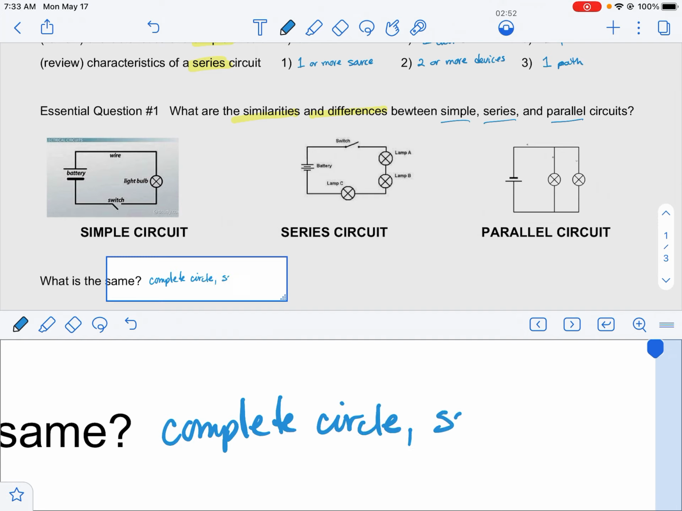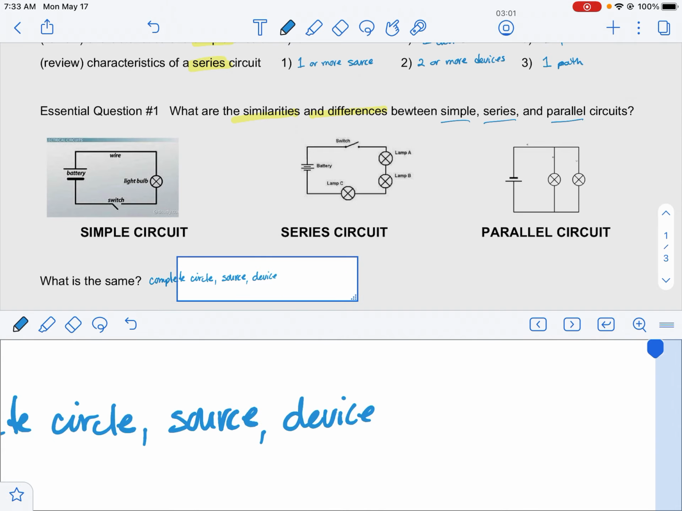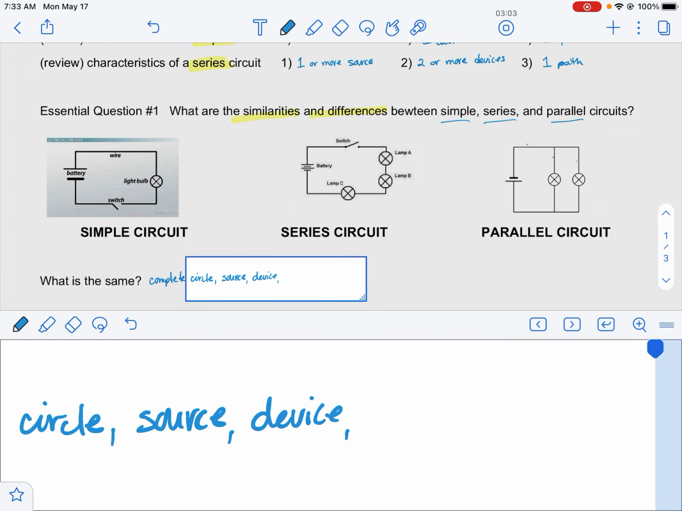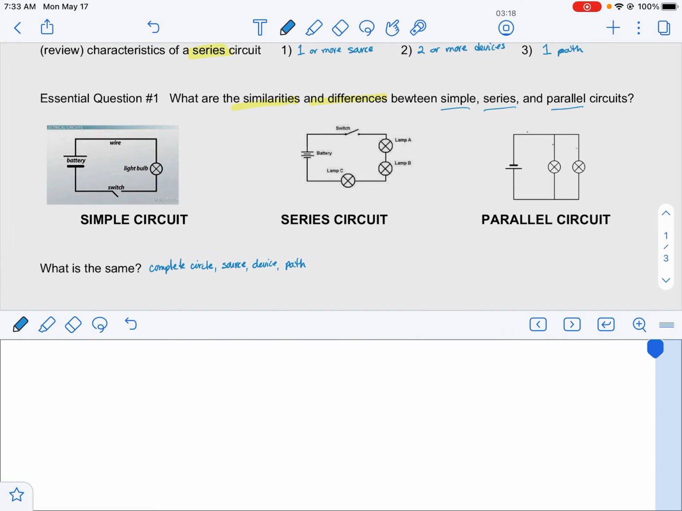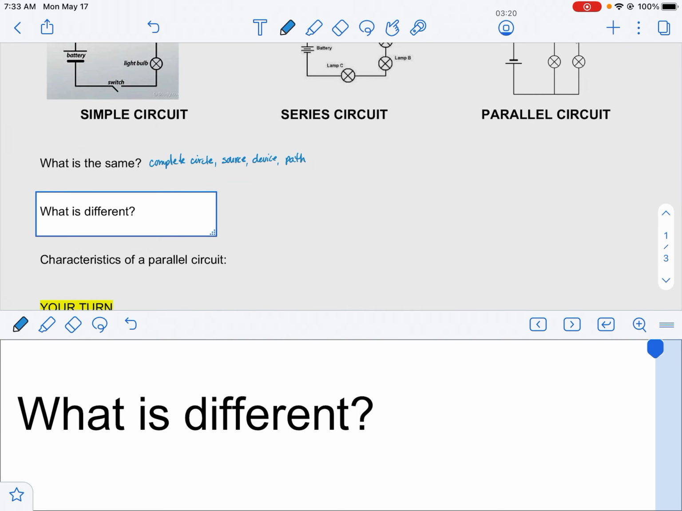I see that they all have a source. I see that they all have at least one device. And I see that they have a complete path. We kind of already talked about that, okay? So that's what they all have in common. They're all complete circuits. They're all going to work. The simple and the series also happen to have a switch, but we know that a switch is not necessary for a circuit.